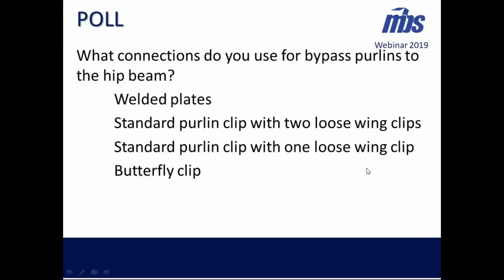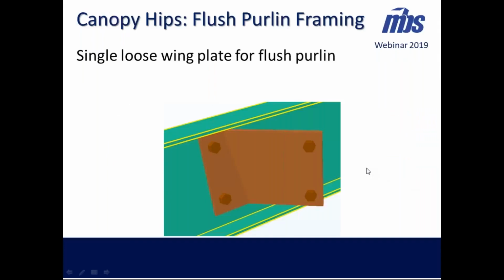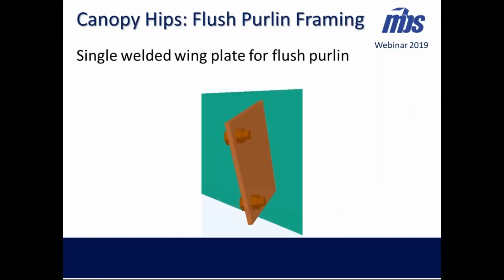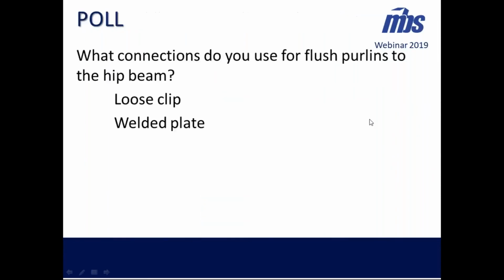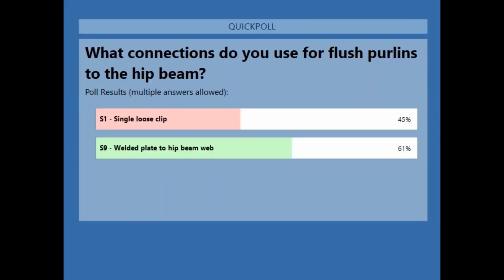Okay, and lastly, if you have flush Purlins, we're looking at a single loose plate or a welded plate. Go ahead and chime in. Let's see which one you would use. And the majority, not by long, but a bit, is to use the welded plate.